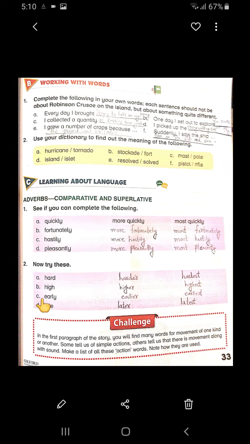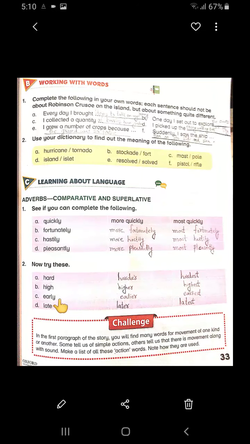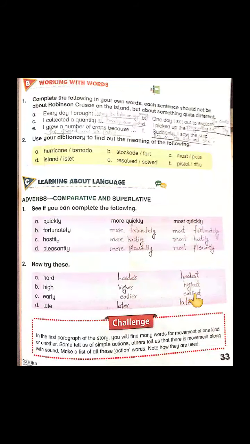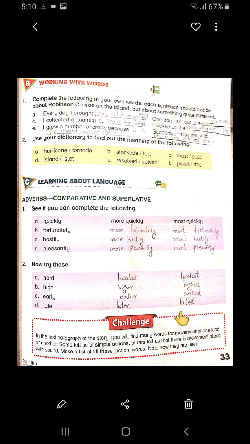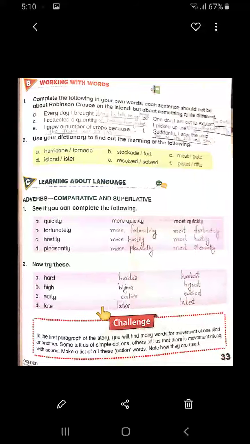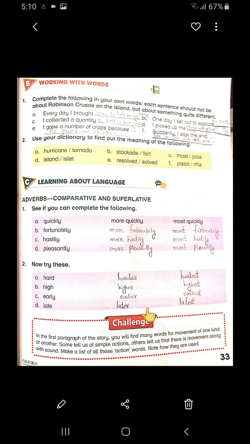C is early. Its comparative form is earlier and superlative is earliest. The last word is late. Last adverb is late and its comparative form is later and superlative is latest.